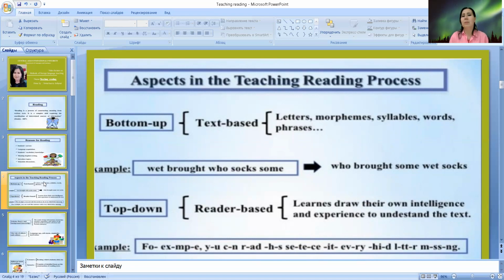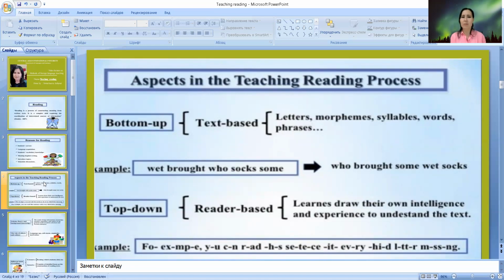For example, syllables: when we add a syllable to a word, we can change the meaning of the word. So words, and also phrases, the meaning of phrases. For example, "who brought some red socks?" We can read it correctly as it is. First of all, we pay attention to the word borders. Next, top down. Top down is reader based.